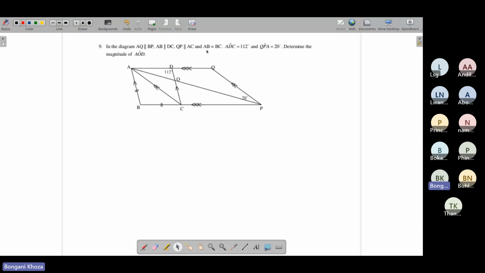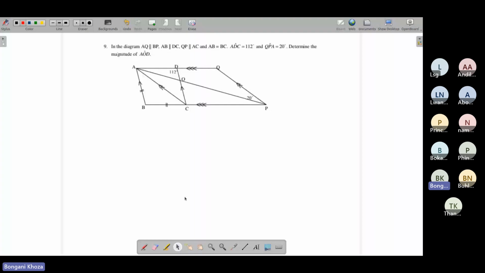Also, you're told that AB, this line, is equal to BC, which is this line over here. And also we are told that ADC, this angle, is 112, and QPA, this angle over here, is 20 degrees. We're supposed to determine the magnitude of AOD, this angle over here. That's what we are tasked with finding.